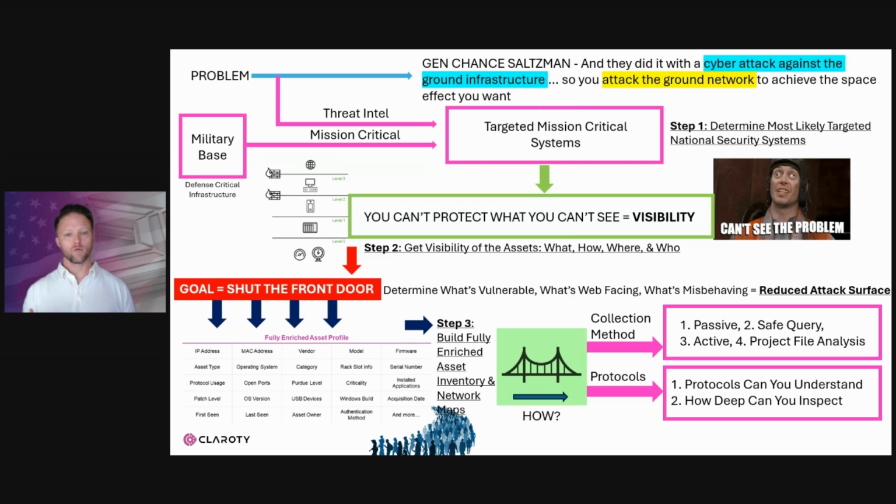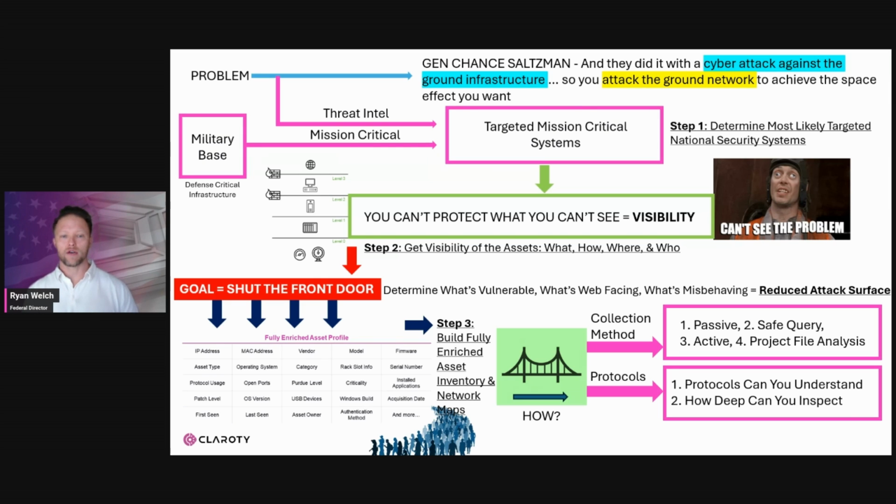And then also project file analysis. So if you have a control system, there's usually a configuration file for that specific control system. You can download that configuration file, and then you can interpret it or get insights from that configuration file to learn what that asset is, to build out that fully enriched asset profile.